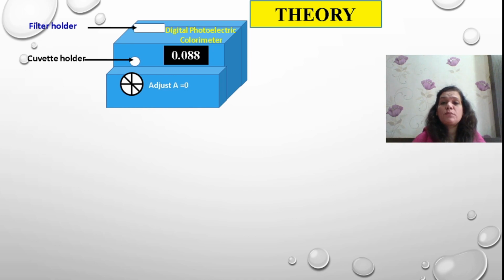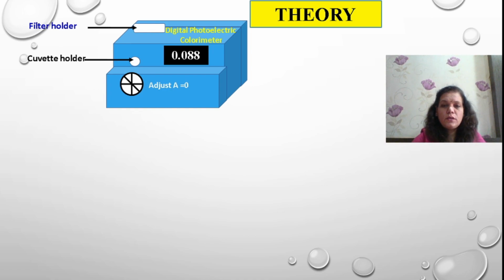Our today's experiment is based on Beer's law, which tells me that when a beam of monochromatic light is allowed to pass through a colored solution, the decrease in intensity of the incident light is directly proportional to the concentration of the solution. That is, absorbance is directly proportional to concentration. Based on this statement, we form an instrument that should be able to measure the absorbance of a colored solution.